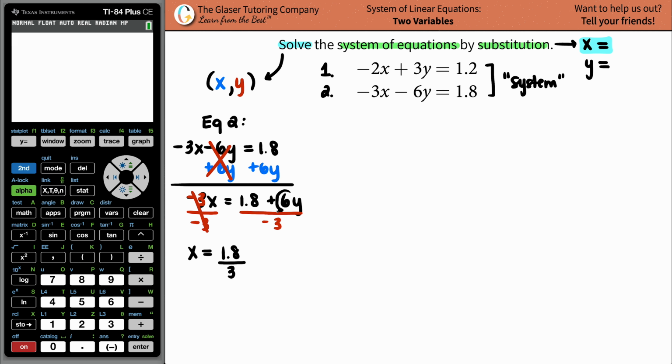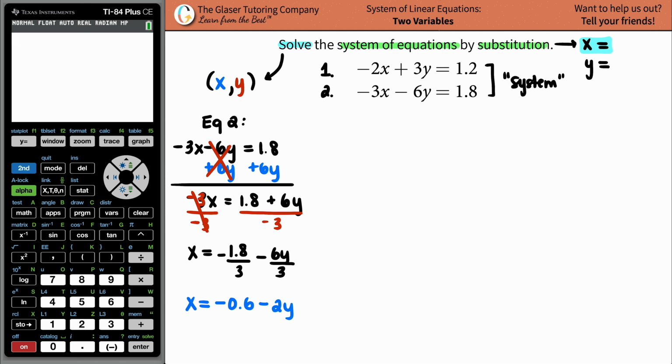Now, 6 divided by 3, that's going to be a minus, right? And actually, this one is going to be minus as well. So let's just throw that in there, right? Minus or negative 1.8 divided by 3 minus 6y divided by 3. Okay, so what do we get? We get x equals negative 1.8 divided by 3. That's going to be a negative 0.6 minus 6 divided by 3 is 2y. And now we have the first piece of the puzzle.